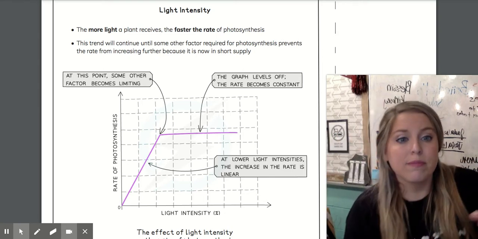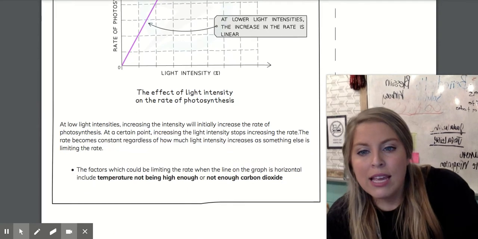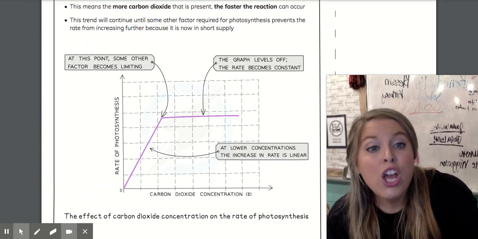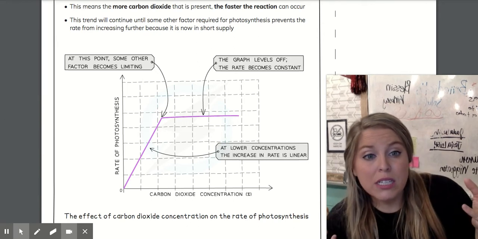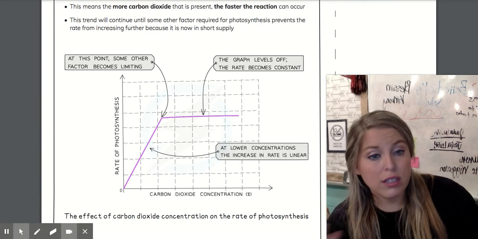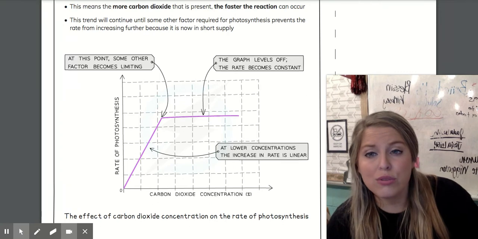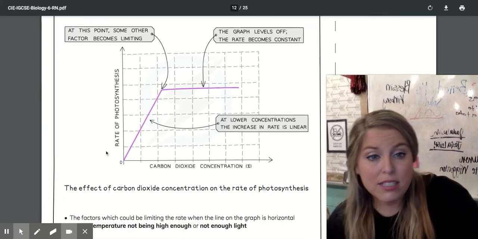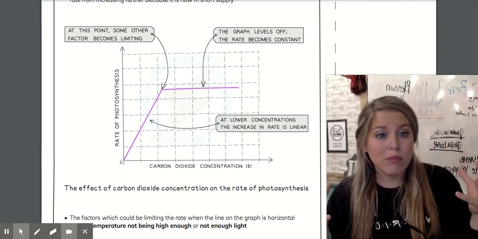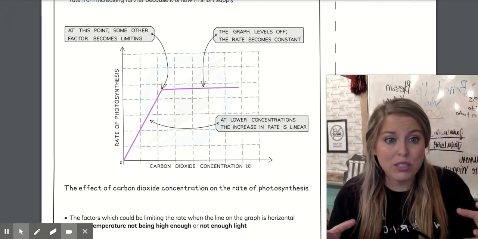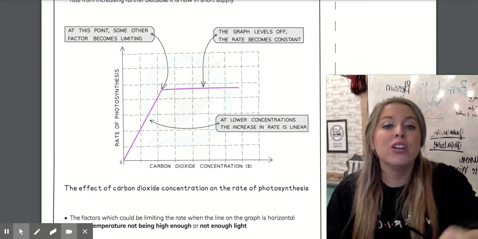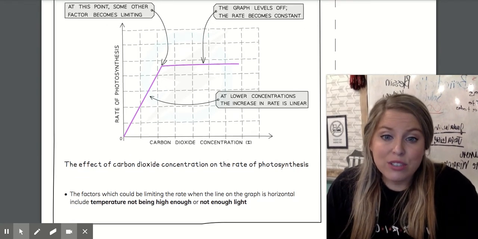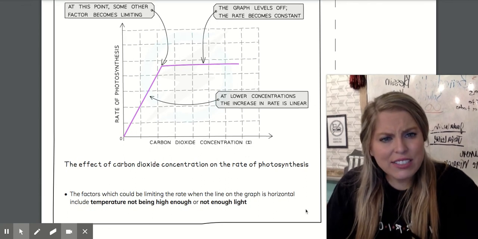Okay, and the same concept is true of carbon dioxide. You know carbon dioxide is absorbed in the leaves for photosynthesis to occur. So again, at some point or another, this factor does become limiting because it can only absorb as much carbon dioxide as it physically can in the leaves that it has. So we will have a leveling off, and that factor will be limiting. All right, so that's limiting factors.